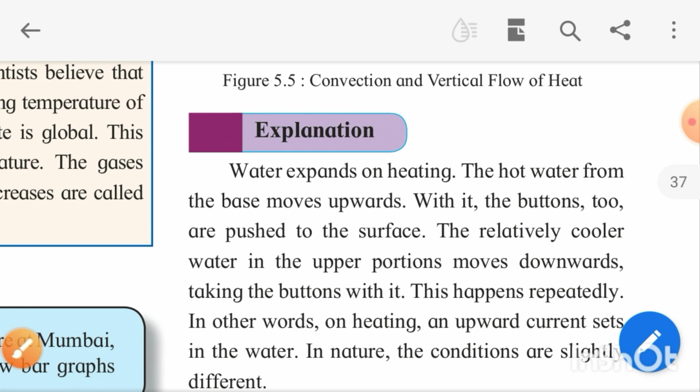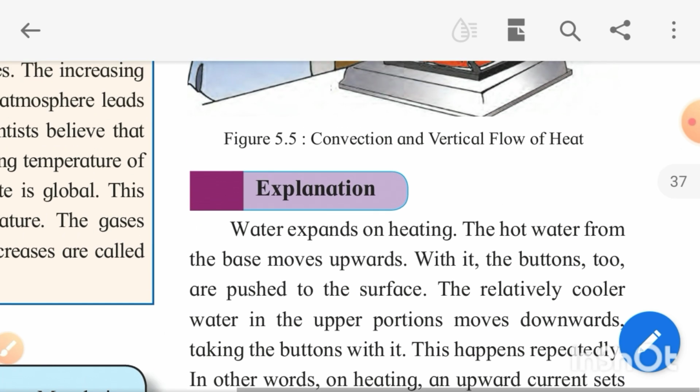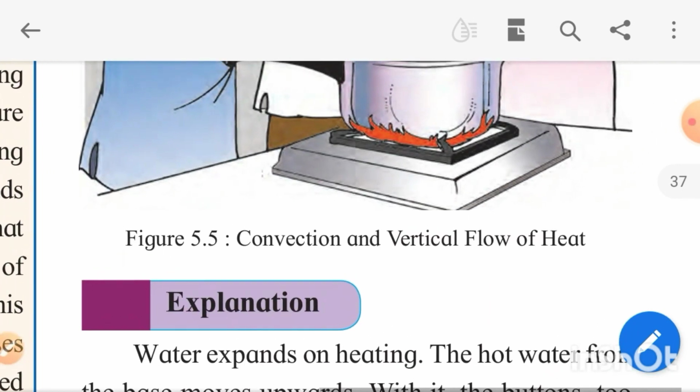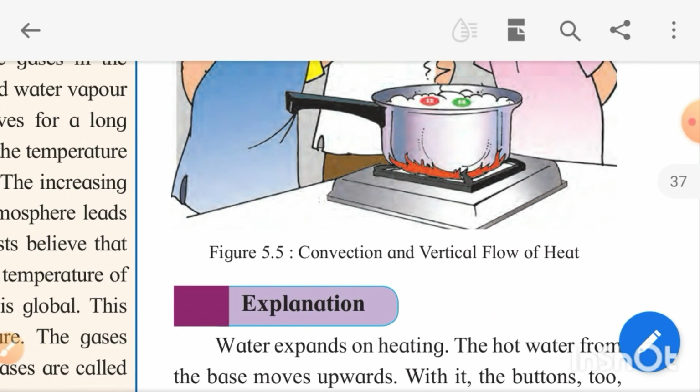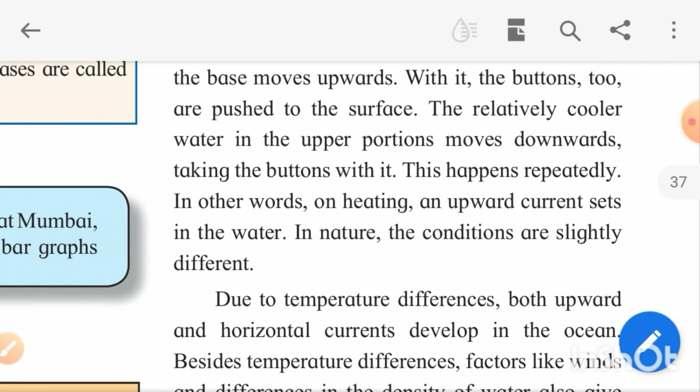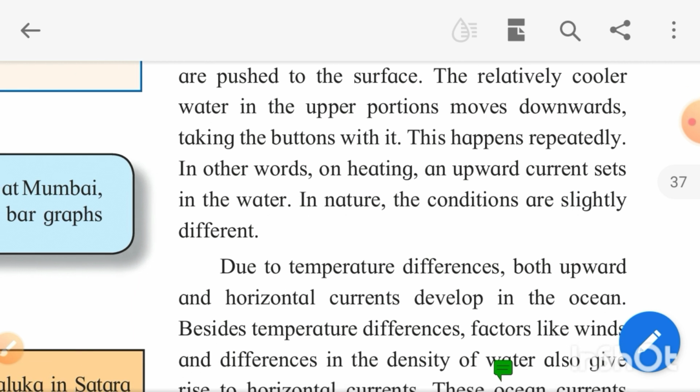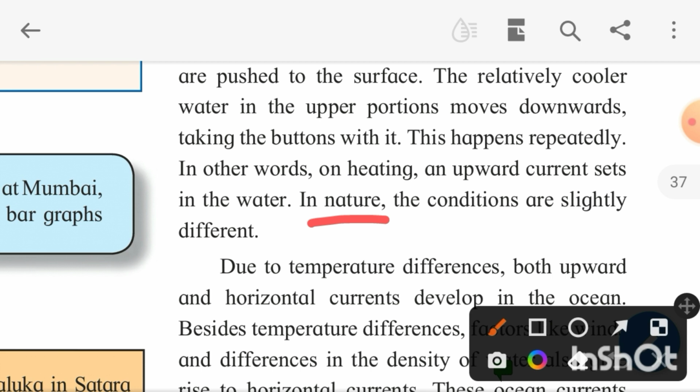Okay, so it means that the hot water which is at the base moves upwards. And when the hot water moves upward, it will push the cold water downwards, and with that the buttons which are at the top layer, at the upper layer, move downwards as well. So this process continuously happens. And in nature the conditions are slightly different. Somewhat it is similar in nature, but there is a slight difference as well. We will learn what the difference is.